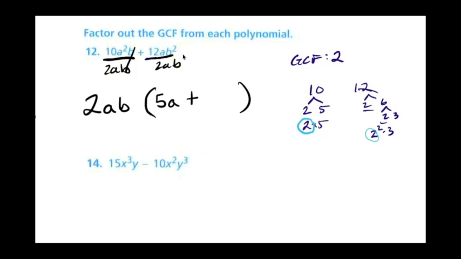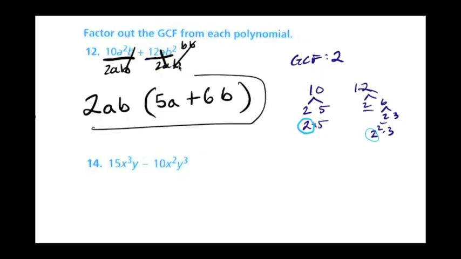Over here, bring down the sign. 12 divided by 2 is 6. I had only 1 a. Took it out. I had 2 b's, but I took 1 out. There's 2 b's up here, and then 1 canceled out. There's only 1 left over. And there we go. If you want to check your work, distribute. You should get the same thing you start off with.